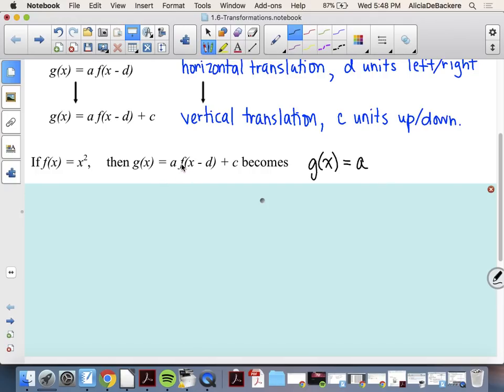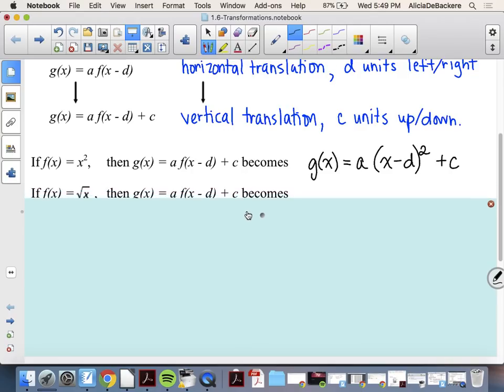And then the f function, that's how my squared function, needs to wrap all the way around the x minus d. So I'm going to take the x minus d, and instead of writing f, I know that the function is square it, so I'll square that whole bracket. And then I put the plus c at the end. So this is just another notation that we need to get used to.